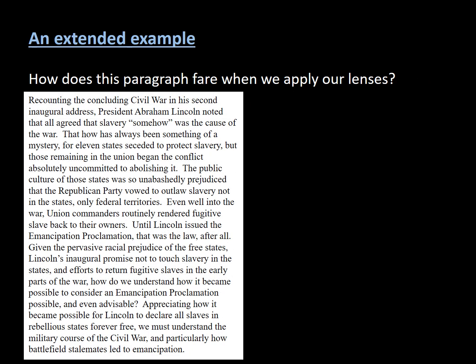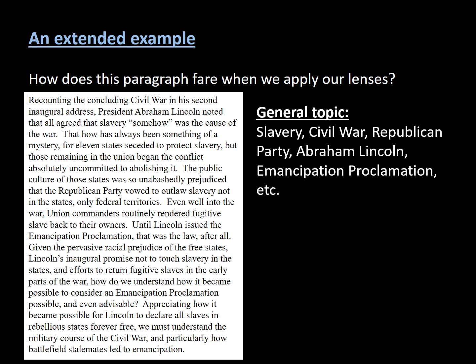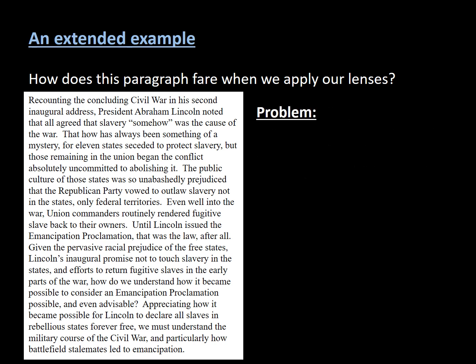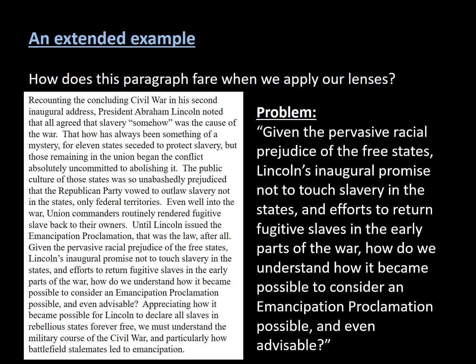So, how does this fare against our lenses? The general topic is slavery, the Civil War, the Republican Party, Abraham Lincoln, the Emancipation Proclamation, emancipation of the slaves. That's our general setting for this. It is not yet enough to ask a question. Is this sentence: given the pervasive racial prejudice of the free states, that's 1; 2, Lincoln's inaugural promise not to touch slavery; 3, efforts to return fugitive slaves. Those are my 3 points. How do we understand? These are all things that make it harder to explain how the Emancipation Proclamation became possible and even advisable.